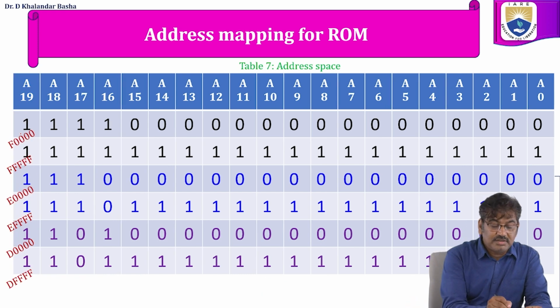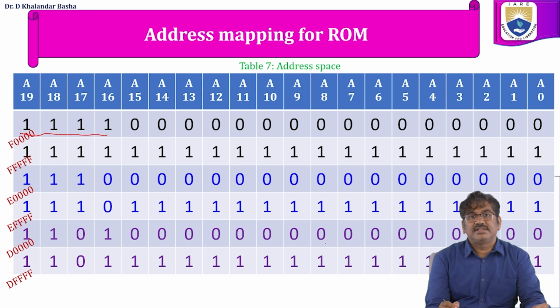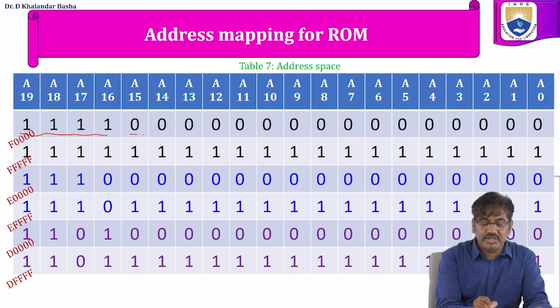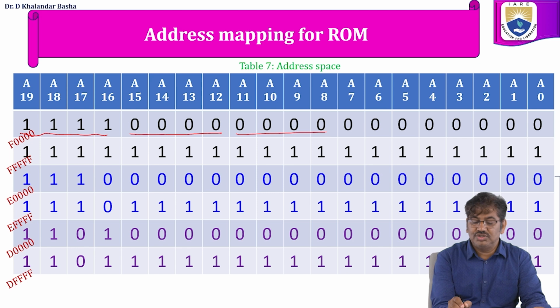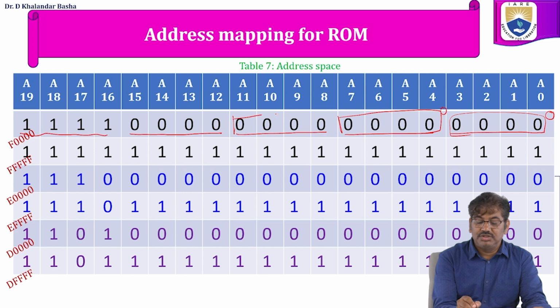So the address, in hexadecimal, 4 bits are grouped together: 0000, 0000, 0000, 0000. So these 4 bits correspond to 0 in hexadecimal, and 0000 corresponds to 0 in hexadecimal.